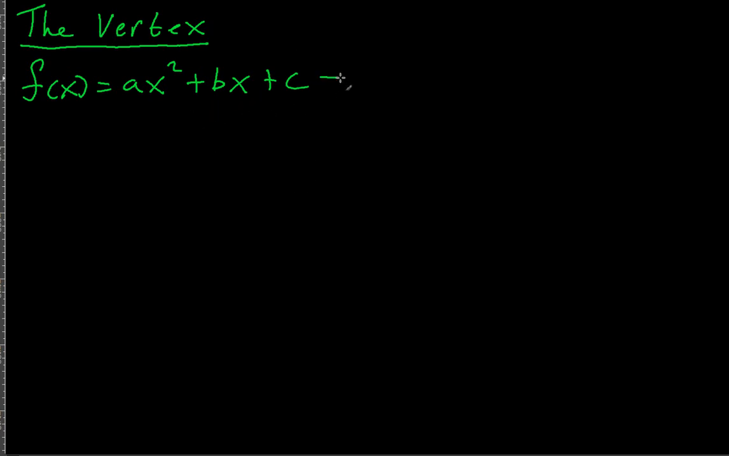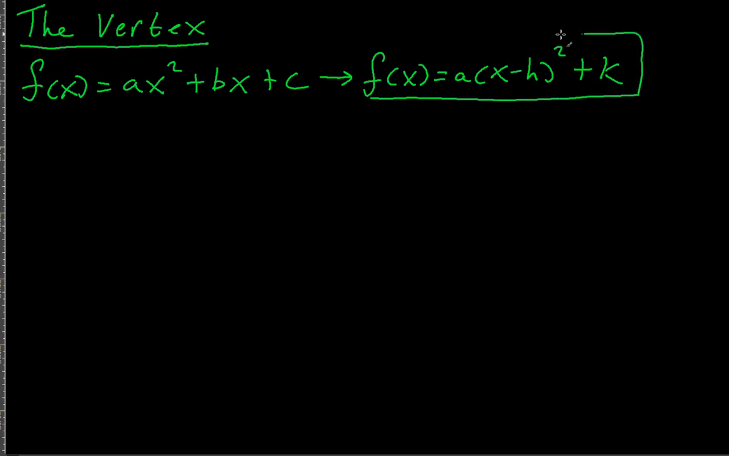Now, we are going to implement some changes so we can write this same function in this way, okay? Now, this is going to be called the vertex form of our quadratic function, okay? Now, why would you do this, and what does this mean?